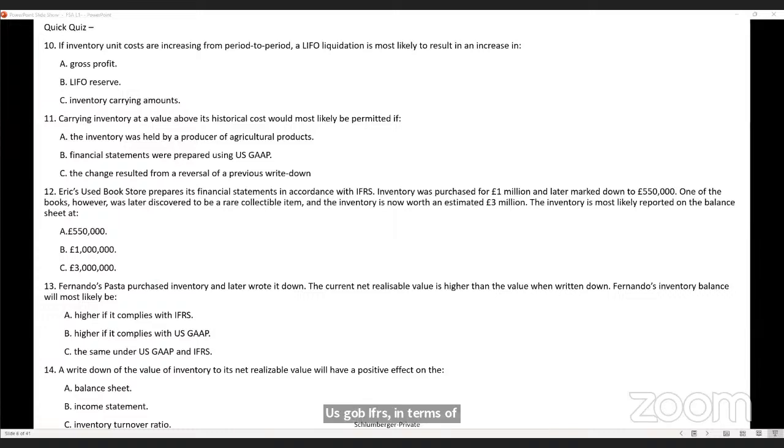Number 12, we said Eric's bookstore prepares his financial statements in accordance with IFRS. Inventory was purchased at 1 million, later marked down to 550. One of the books, however, was later discovered to be a rare collectible item, and the inventory is now worth an estimated 3 million. The inventory is most likely to be reported on the balance sheet at what? Number 12. Accordance with IFRS.